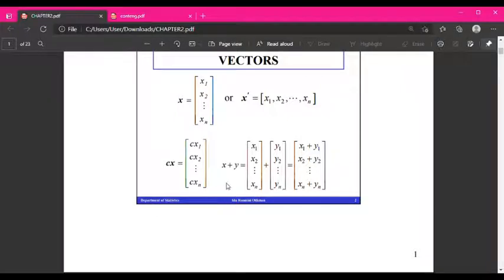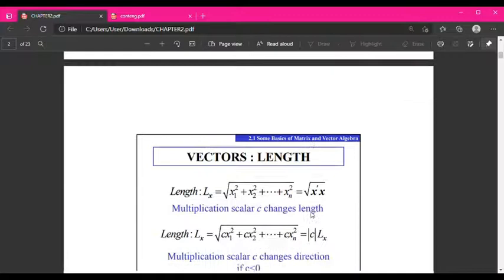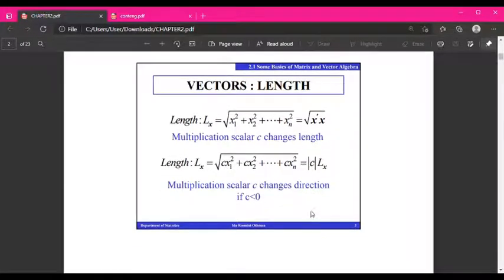Okay, and then if we have two matrices or two vectors having the same dimension, like here, x is n by 1, and the dimension for y is also n by 1. So, we can do the addition between these two vectors. So, it will be x1 plus y1, x2 plus y2, until xn plus yn.